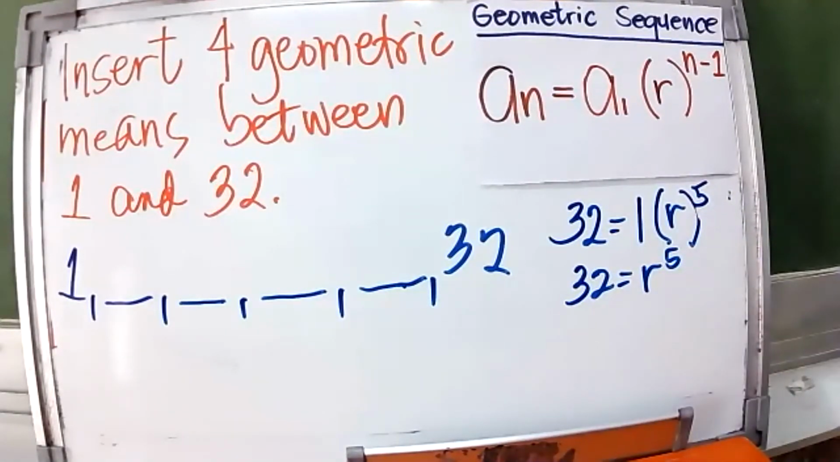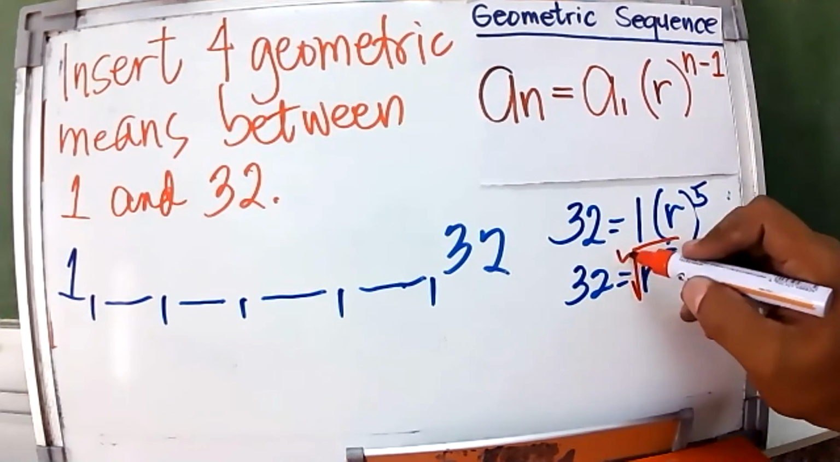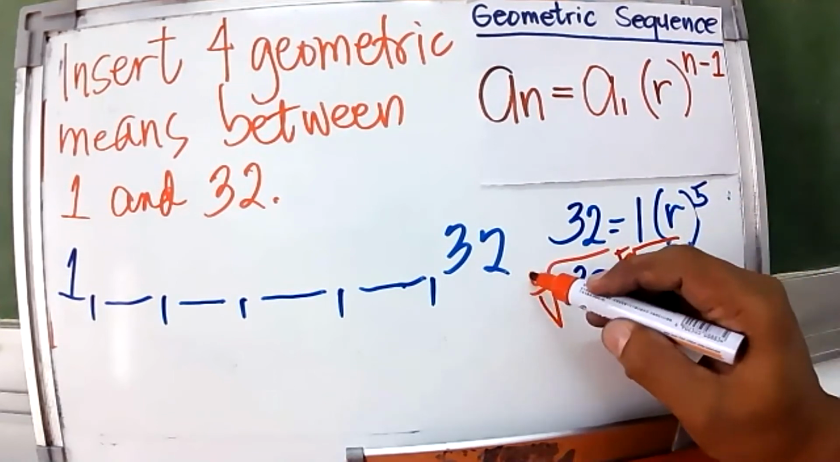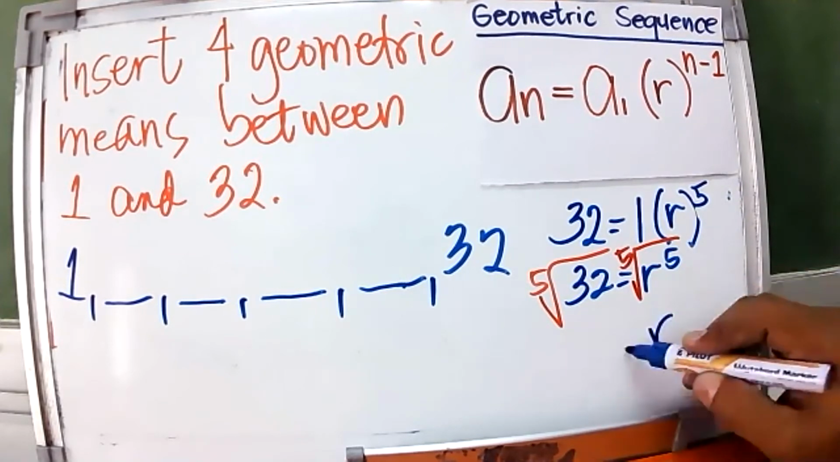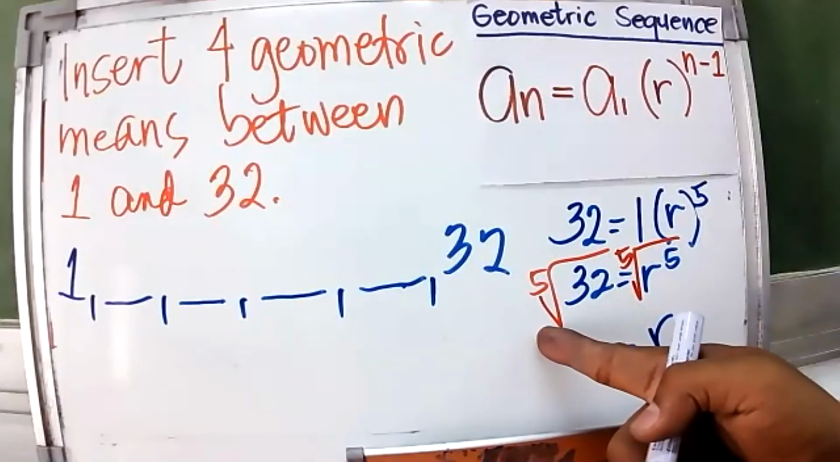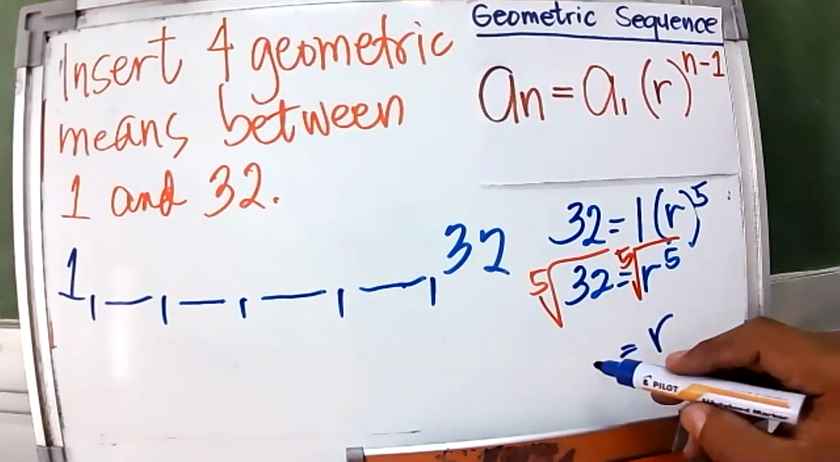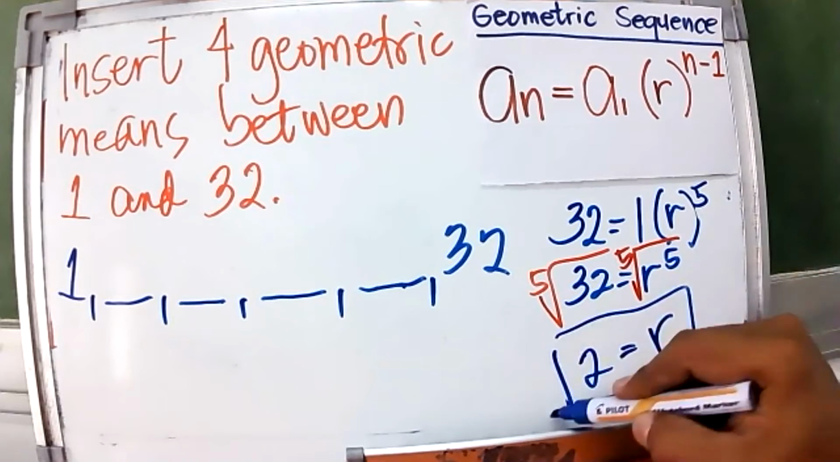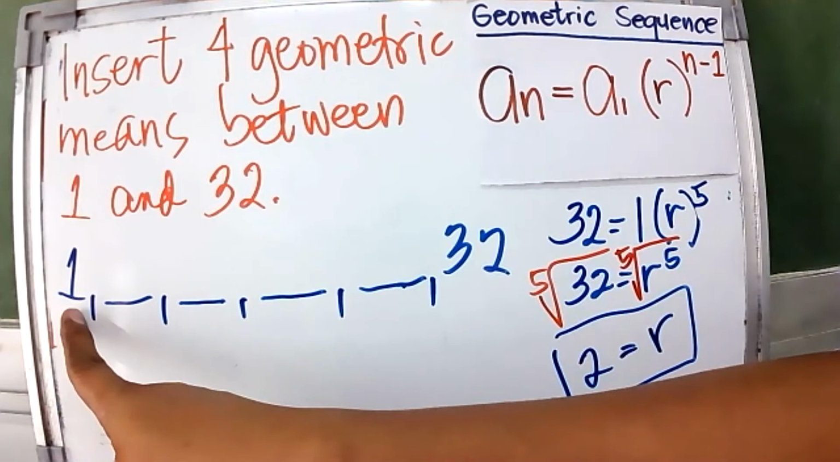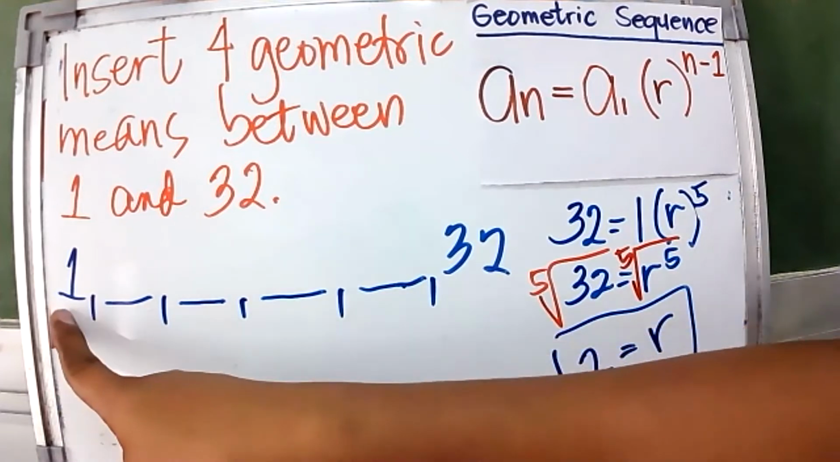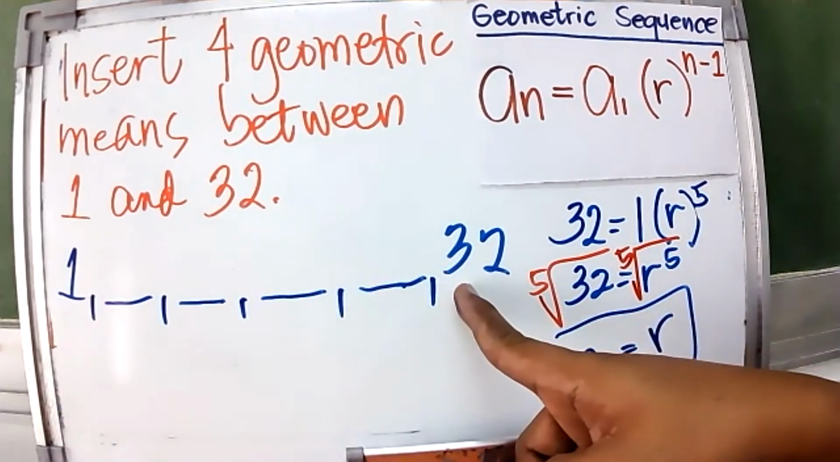Now, to get the ratio, the common ratio, if this is r raised to 5, the opposite of that is the fifth root. So, get the fifth root of both sides. So, your r will become, press this in your calculator, the answer will be 2. After getting your common ratio, we just have to multiply manually the common ratio from the first term onwards.